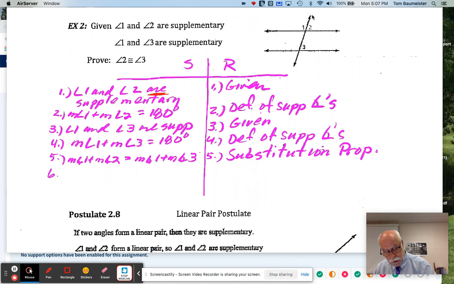And then for 6, just think, what's my goal here? My goal is to prove that they are congruent. All right. So if I subtract the measure of angle 1 on both sides here, so again, look here, I have angle 1 here and angle 1 here. If I subtract them, then I get that the measure of angle 2 is equal to the measure of angle 3, and again, that was by the subtraction property.